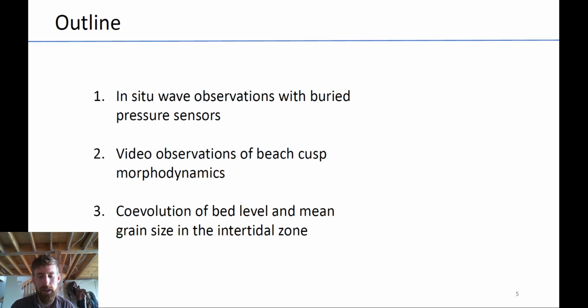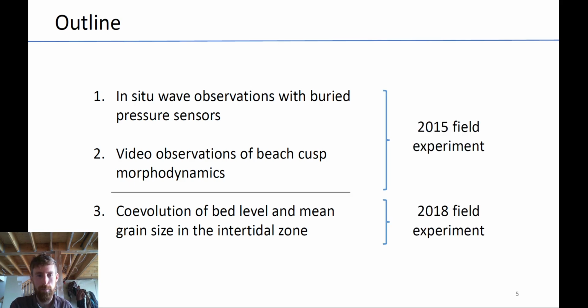So here's a bit of an outline of the talk. It's separated into three sections. The first treats in situ observations of surface wave dynamics using buried pressure sensors. The second is video observations of beach cusp morphodynamics, and the third treats the coevolution of bed level and mean grain size in the intertidal zone. And these are broken up by experiment. So the first two sections are associated with data from a 2015 experiment, and the third from a 2018 field experiment. And I'll introduce these experiments before going into each of the sections.